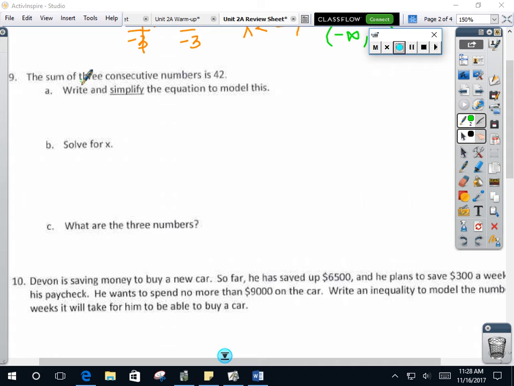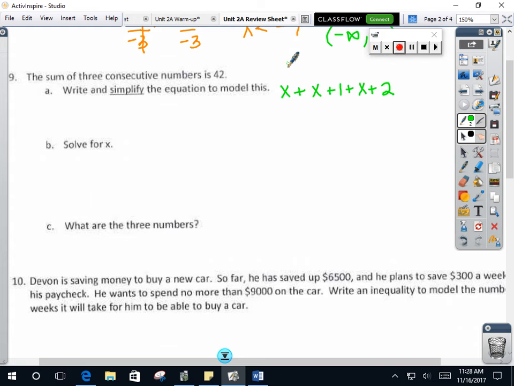Okay, so we need 3 numbers. They have to be consecutive, which means what? Yeah, back to back to back. So we need to write the equation, but right now the numbers are unknown. So x. To get to the number after x, you'd add 1 to it. And to get to the number after that, you would add 2.